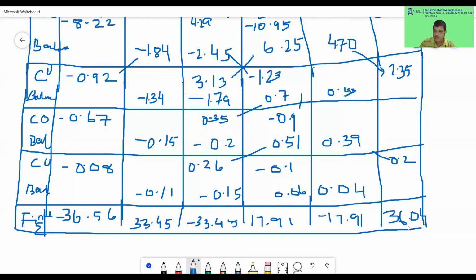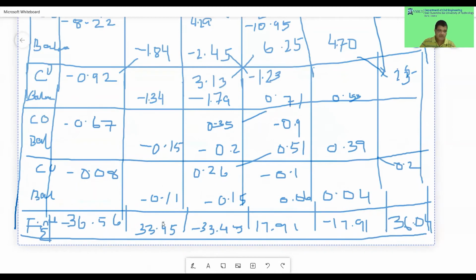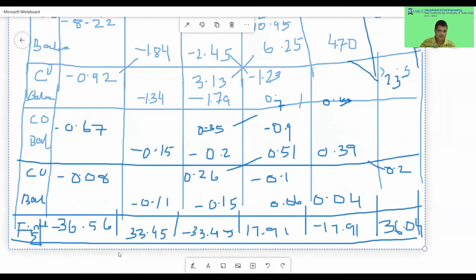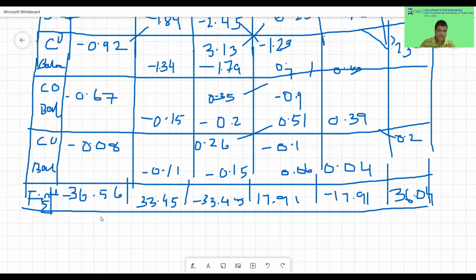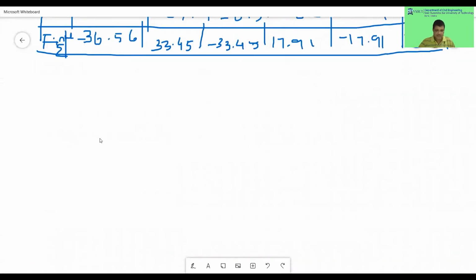So this is one complete example of the problem we solved, how to balance and carry over, and how to go on. Once you find all these values, now we have to draw the bending moment diagram. Now you go for your bending moment diagram. Now you have all the values. Now draw this section.